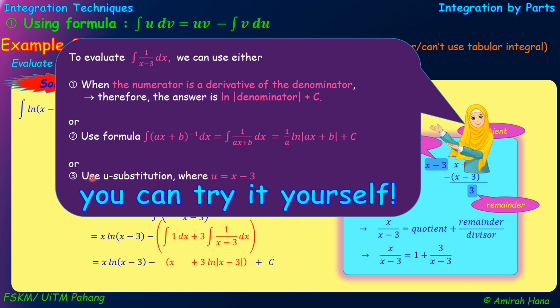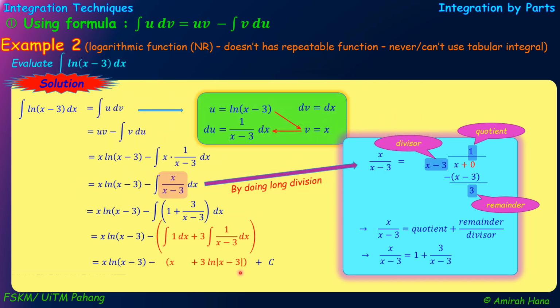Or you can use integration using u substitution, and we choose u equals x minus 3. You can try this method by yourself. So the answer when we integrate 1 over x minus 3 dx equals ln modulus of x minus 3.